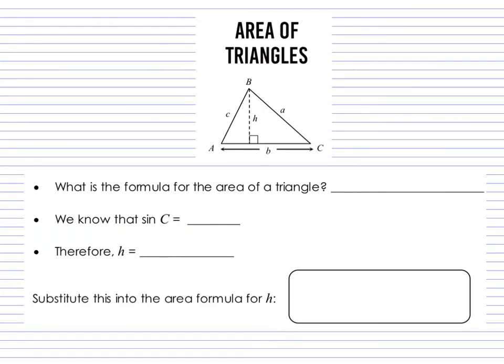Okay, so in the past you guys have been doing area of triangles for years. We probably started back in elementary school learning that the formula for the area of a triangle is that the area equals 1/2 the base times the height. So we're going to work with that, but now build from it.